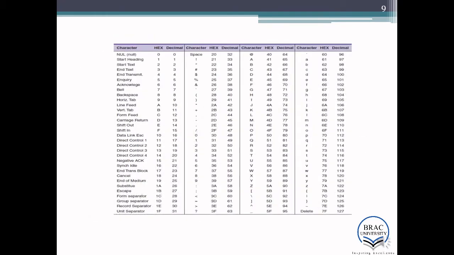This is the example of different types of ASCII codes. So let's take a given character, its equivalent hexa number, and its equivalent decimal number. For all the characters, you have the equivalent hexa and decimal number as well.